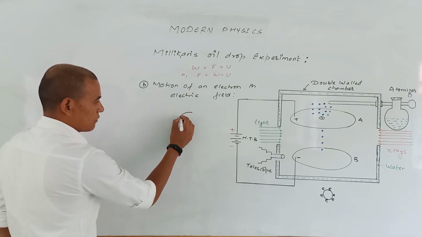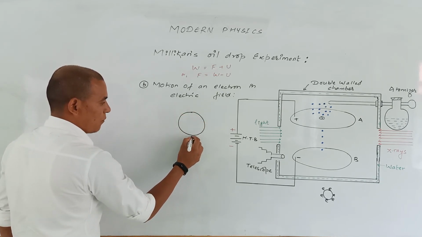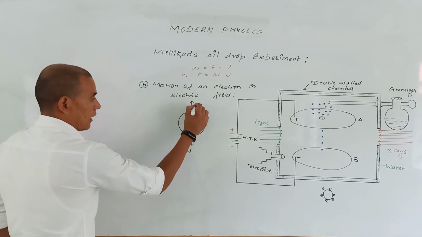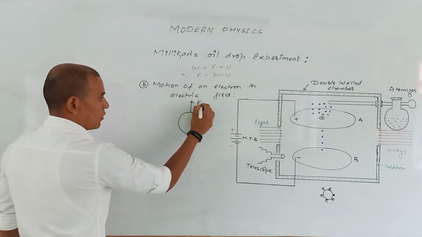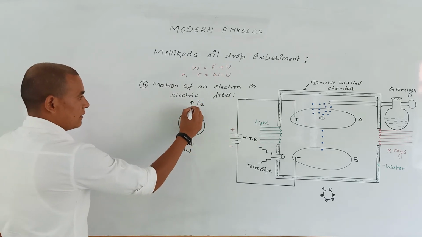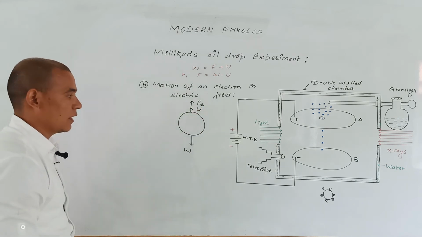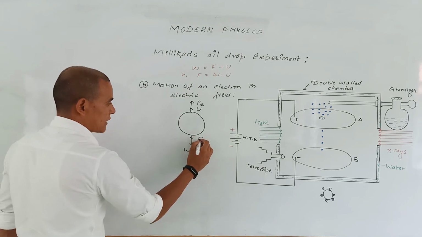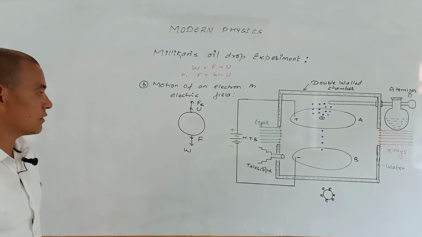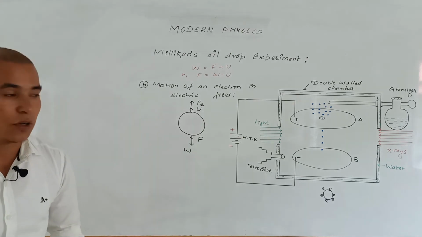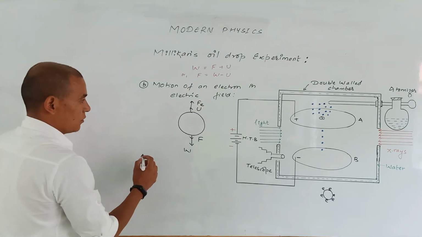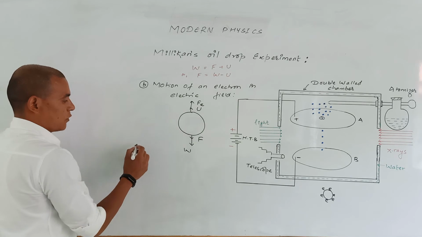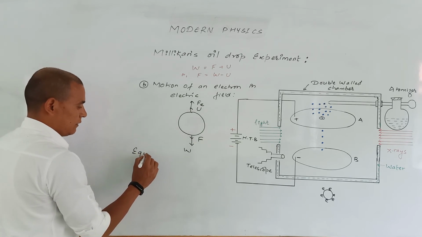Now if I draw this figure, if this is an oil drop, the weight will always act downward, and upward there will be the force due to the electric field and the upthrust U. Since the oil drop is moving upward, the viscous force acts downward, as we know that the viscous force acts in the opposite direction of the motion of an object. So if I explain this mathematically, the force acting upward will equal the force acting downward under equilibrium condition.